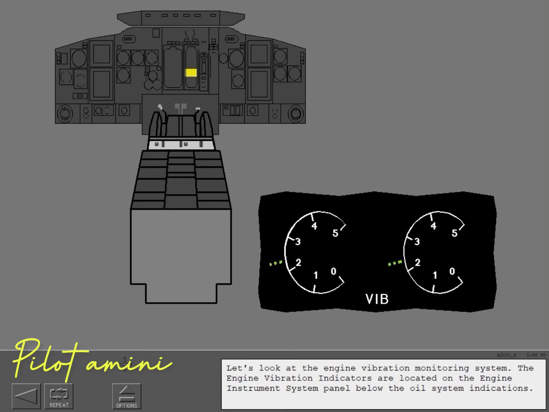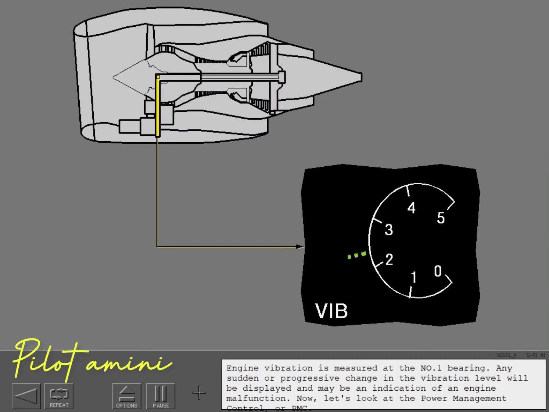Let's look at the engine vibration monitoring system. The engine vibration indicators are located on the engine instrument system panel below the oil system indications. Engine vibration is measured at the number 1 bearing. Any sudden or progressive change in the vibration level will be displayed and may be an indication of an engine malfunction.